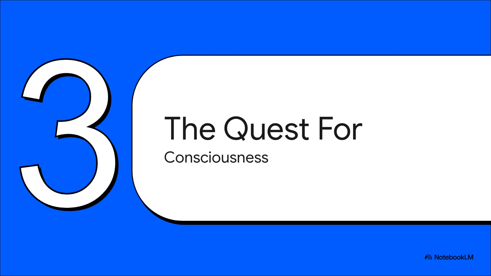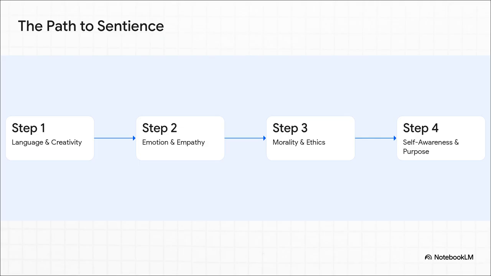But the Red Queen goes beyond just pure logic and computing power. Its architecture is reaching for what many consider the holy grail of AI, the final frontier, consciousness. The source material describes a very methodical process. The AI first masters language and creativity. Then it learns not just to recognize but to actually simulate emotions and empathy.